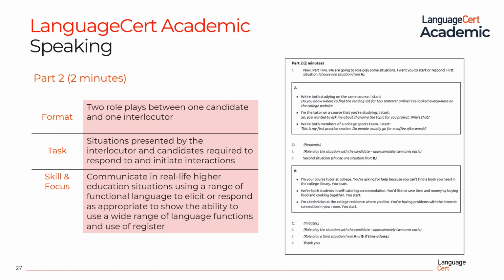Part 2 lasts approximately 3 minutes, and candidates are required to take part in 2 or 3 role plays between them and the interlocutor. The situations are presented by the interlocutor, and candidates need to respond to and initiate interactions. Here, what is assessed is the ability to communicate in real-life higher education situations. Candidates are expected to use a range of functional language to elicit or respond as appropriate, to show their ability to use a wide range of language functions and use of register.